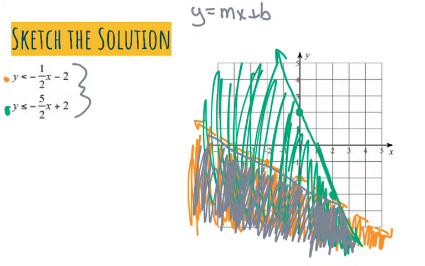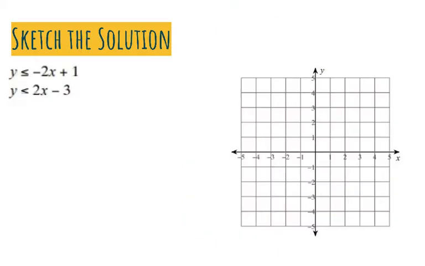All right, let's try another example. So again, when I look at my 2 inequalities, they are technically both in that y equals mx plus b form, so they are both in that slope-intercept form. So let's just start off with our first one. So y is less than or equal to negative 2x plus 1. So my y-intercept is going to be positive 1. And my slope is negative 2.